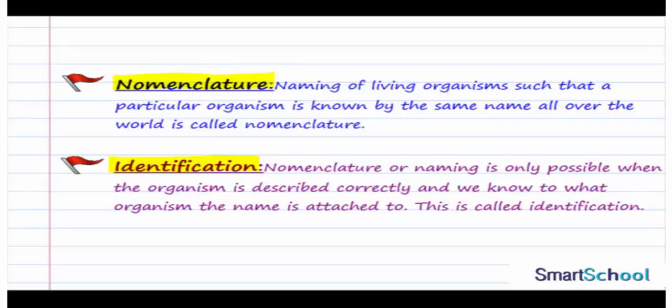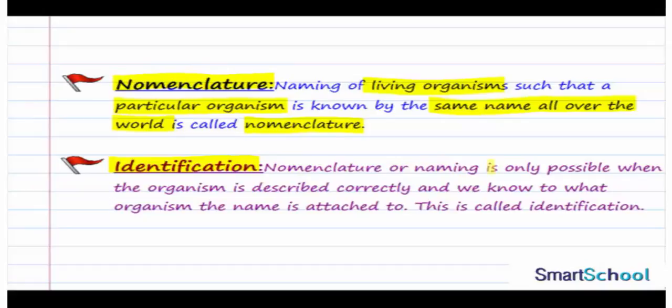First, nomenclature. Naming of living organisms such that a particular organism is known by the same name all over the world is called nomenclature. So it is the naming of living organisms so that the same name is used for the organism all over the world. And what is identification?